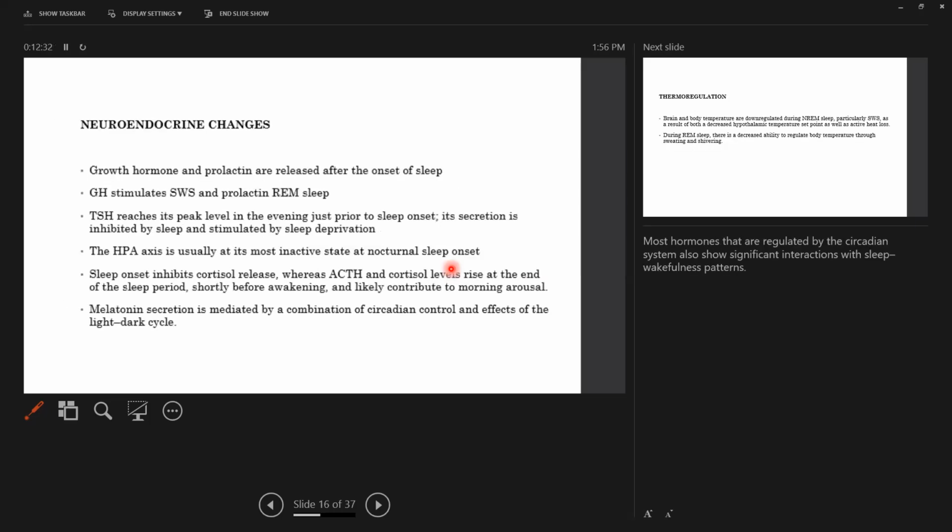Neuroendocrine changes. Growth hormone and prolactin are released after the onset of sleep. Growth hormone in turn stimulates slow wave sleep, and prolactin stimulates REM sleep. Thyroid stimulating hormone, we know, reaches its peak level in the evening just prior to sleep onset, and its secretion is inhibited by sleep and stimulated by sleep deprivation. The HPA axis, the hypothalamus pituitary adrenal axis, is also inactive during nocturnal sleep onset. Cortisol levels rise during the early morning hours, and at night they are less. Melatonin secretion occurs in response to the light dark cycle.